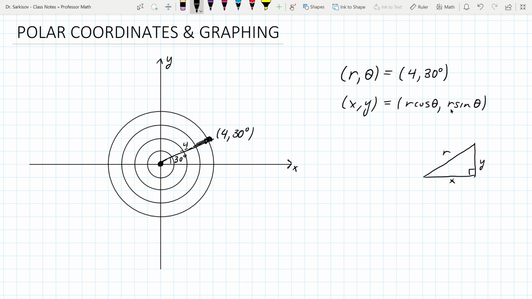And this is my r, and here's the theta. Remember, what is the definition of cosine theta? It's adjacent, so x, over the hypotenuse, r. And you solve for it, you get r cosine theta equals x, solving for x.